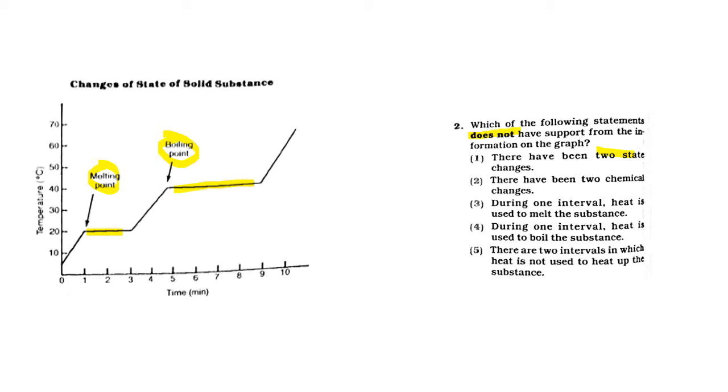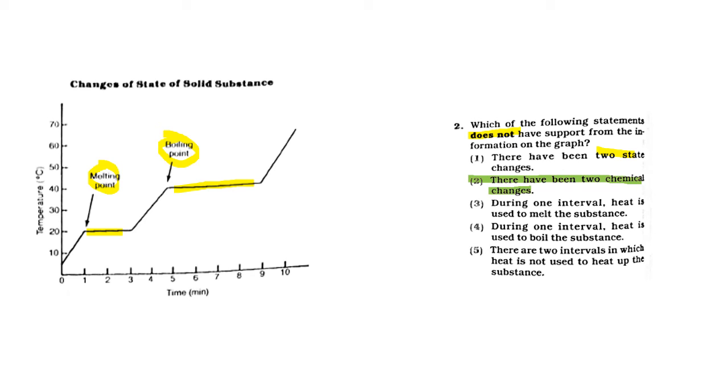Number 2, there have been 2 chemical changes. Well, chemical change means joining things together or breaking things up. For example, when we join together water and carbon dioxide, and we make glucose. There's nothing on this graph that supports that answer. So number 2 is probably correct.